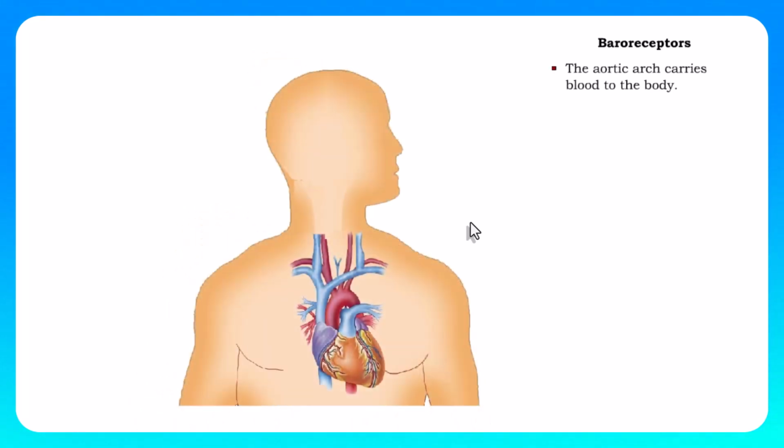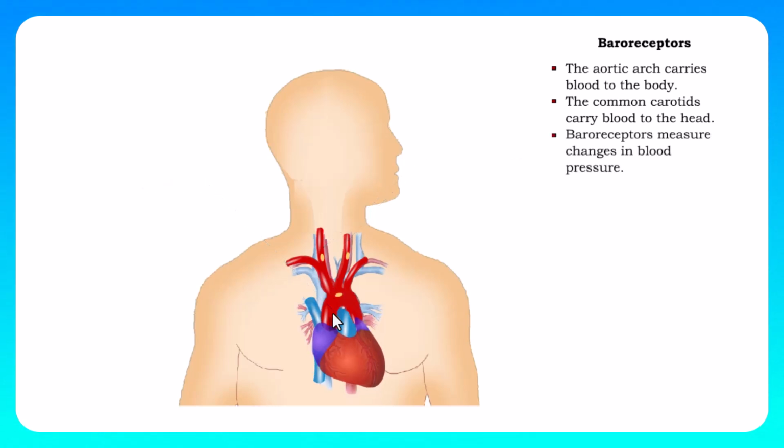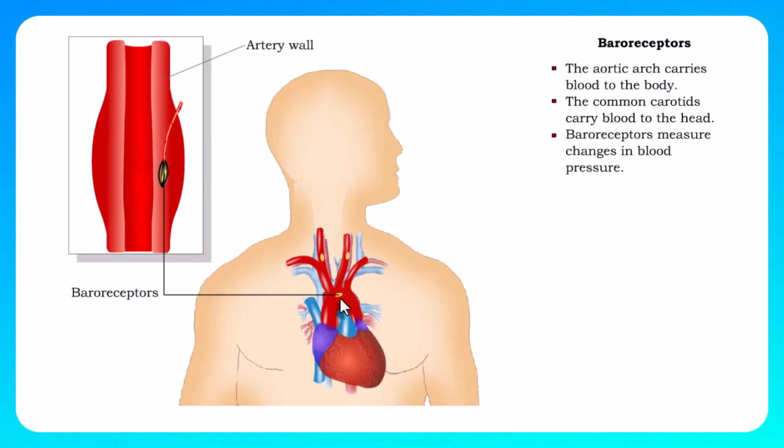The aortic arch and common carotids are arteries that supply blood to critical areas of the body. The aortic arch supplies the body and common carotids supplies the head. Within these major arteries are structures called baroreceptors that measure blood pressure and send nerve impulses to the brain.